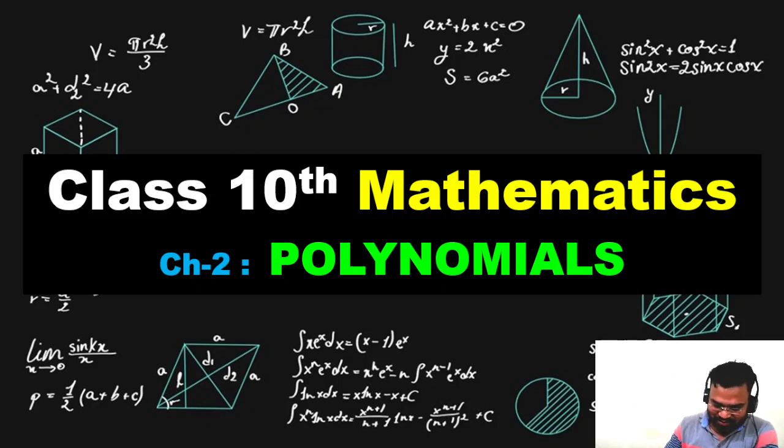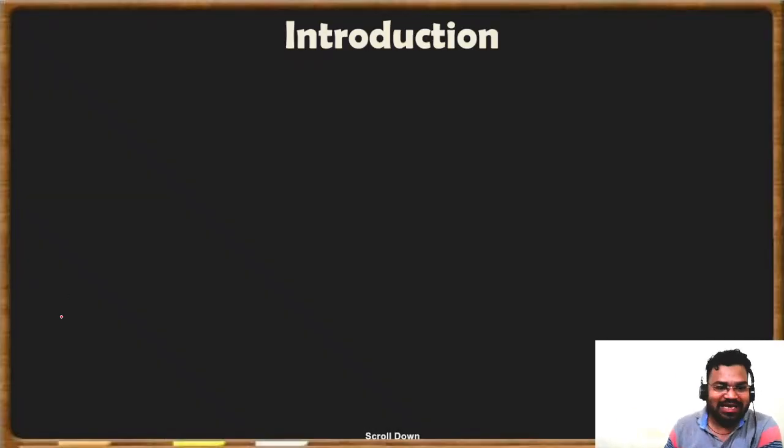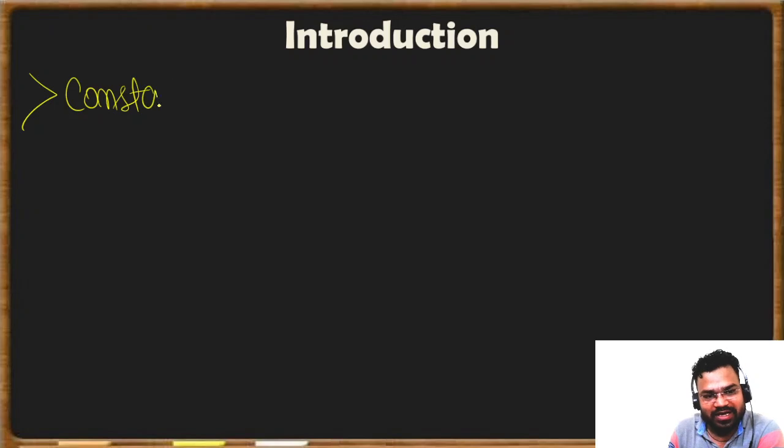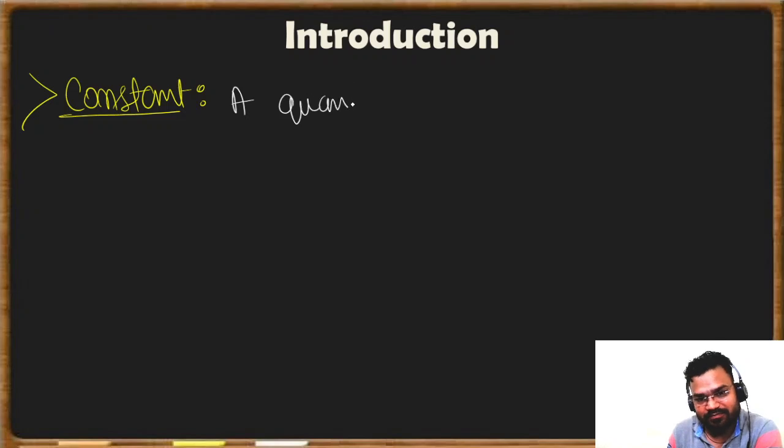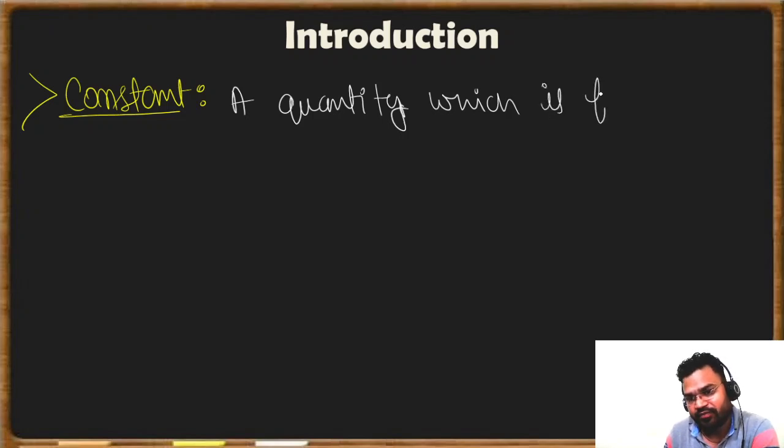So children, what is a constant? You know very well about this term. A constant is simply a quantity which is fixed. Yes or no? A quantity which is fixed is called a constant.